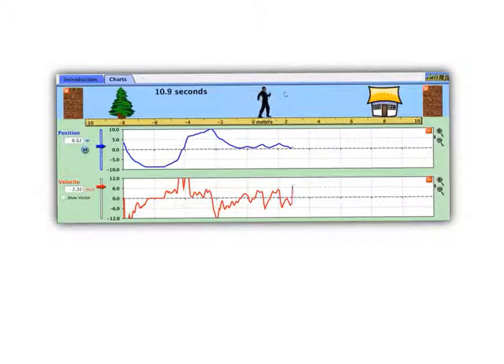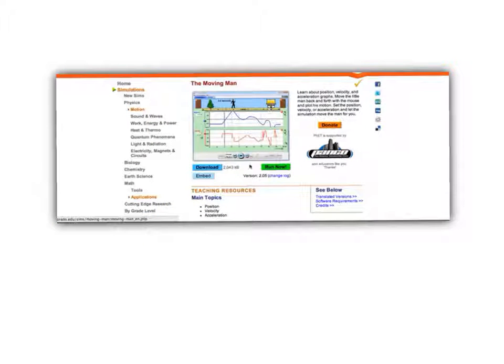Let's see. Right, he's going back and forth now, just back and forth, and we can see his position time graph. Now he's in the negative direction, so we see a negative slope, a negative velocity, and that's it.